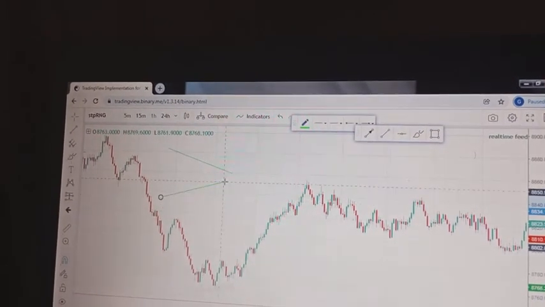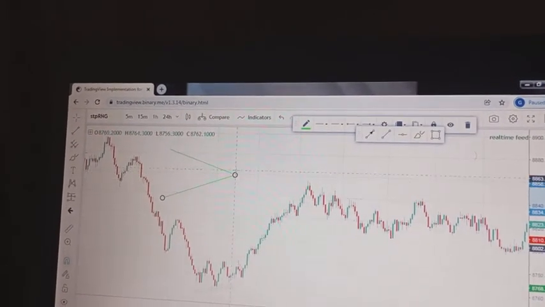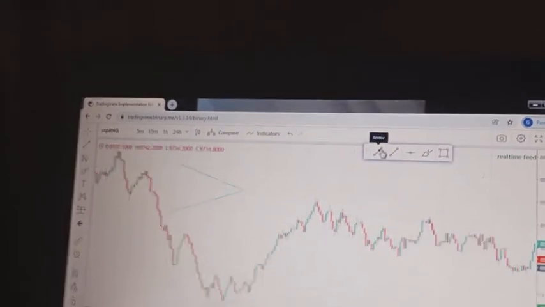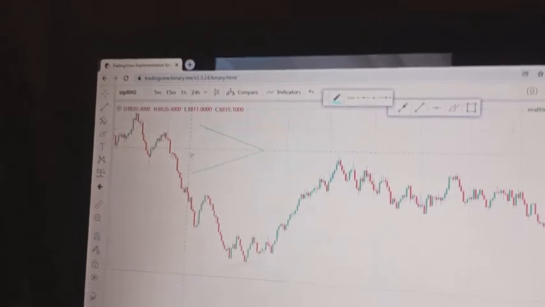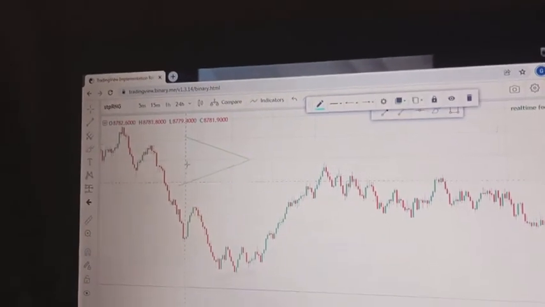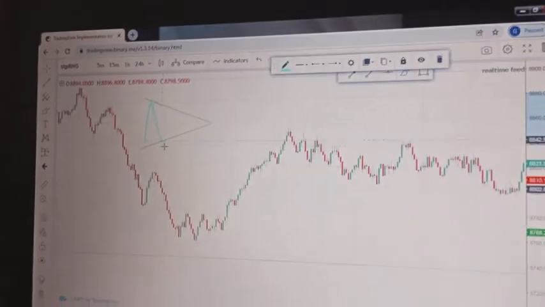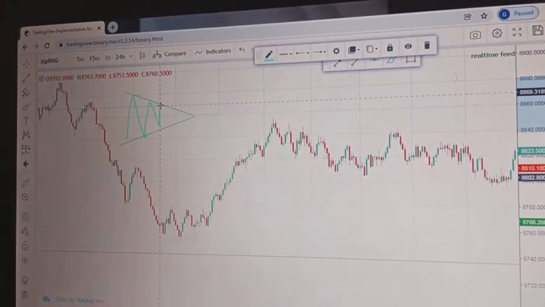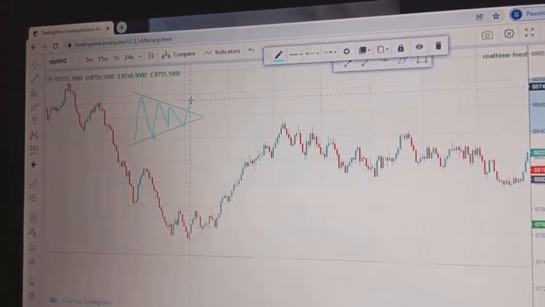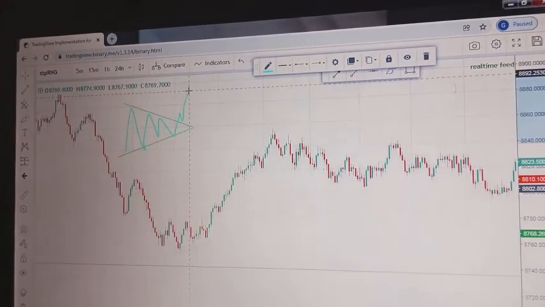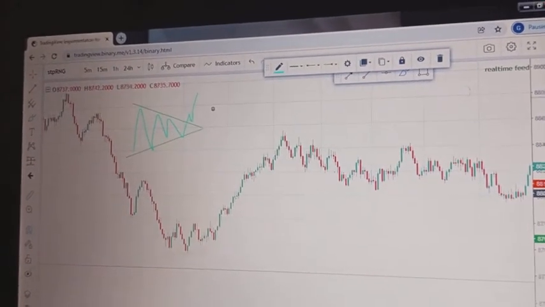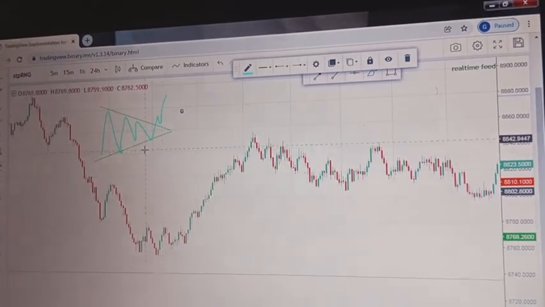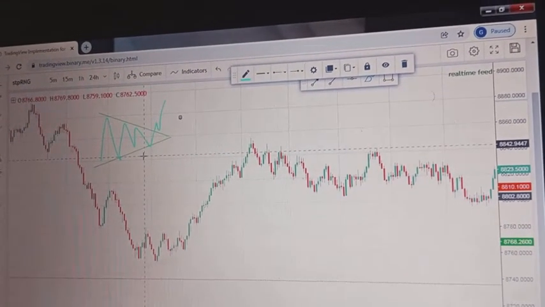I'm just trying to make it real because some people will see these drawings, but sometimes they will not understand what it means. So you see something like this. This is a falling wedge.